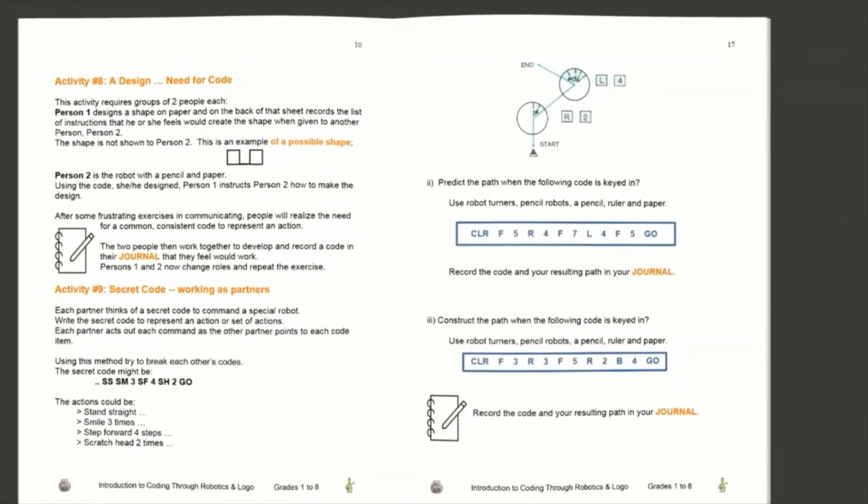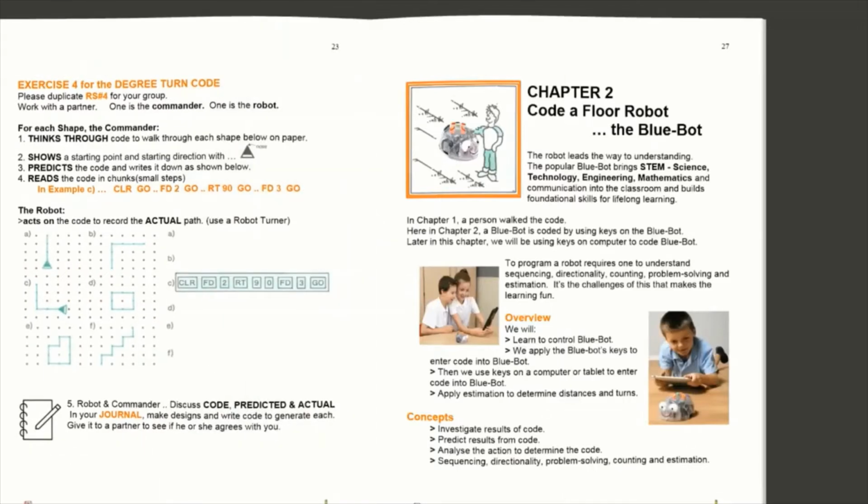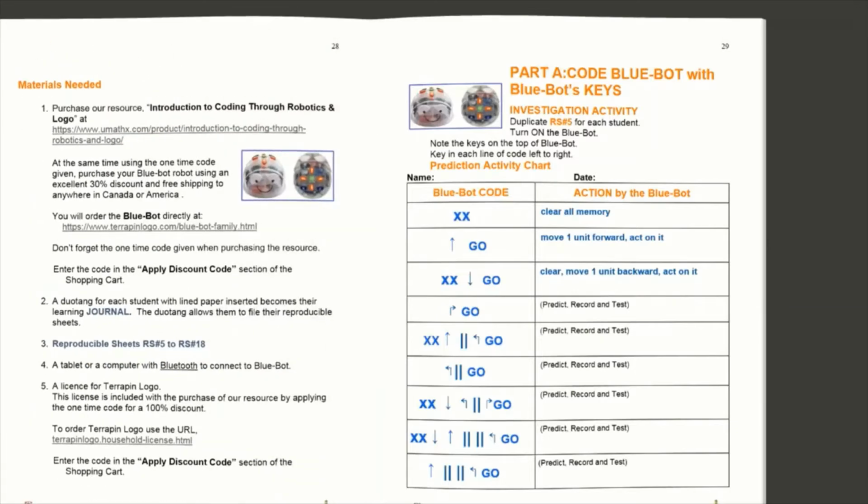Step 1. The first steps to coding. On top of page 17, a person walks the code. Then in step 2, we work with a robot, the Blue Bot, on the floor. Code a floor robot, the Blue Bot.